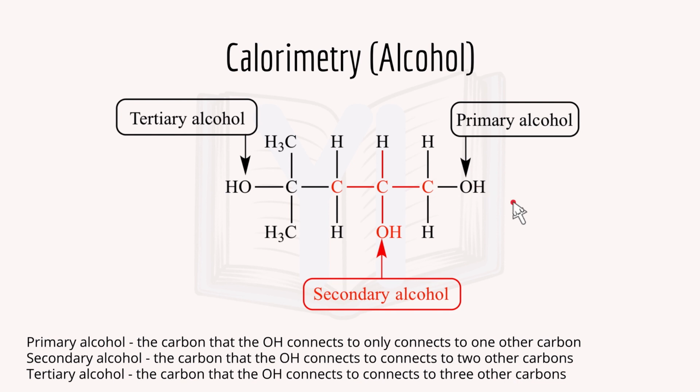So here's more alcohol: the difference between primary, secondary, and tertiary. A primary alcohol is when the carbon that the OH connects to is connected to only one other carbon. You see this, only one other carbon. But a secondary alcohol is when the carbon that the OH is connected to is connected to two other carbons. You see this? And the tertiary alcohol is when the carbon that the OH connects to is connected to three other carbons. So it could be this, this, and this. So three carbons. So primary, secondary, and tertiary.